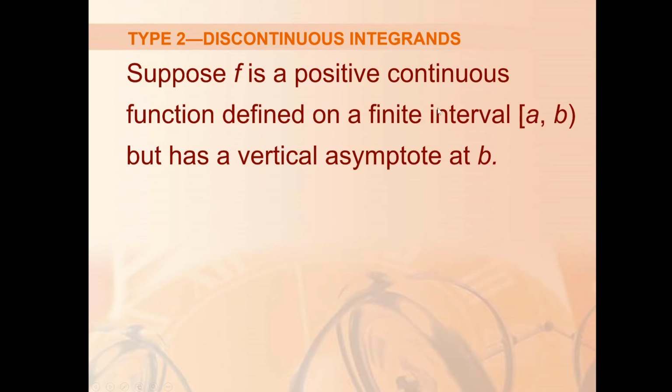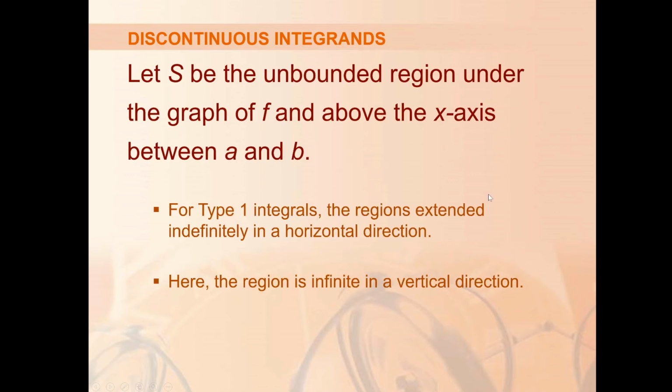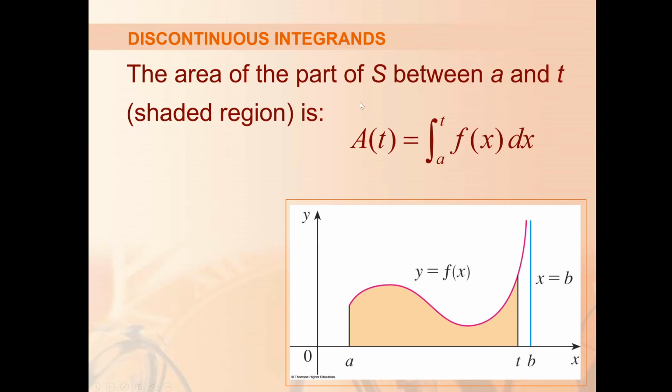So suppose that f is a positive continuous function defined on the finite interval from a to b, but has a vertical asymptote at b. That's why b is not included. For this continuous integrand, let S be the unbounded region under the graph of f and above the x-axis between a and b. For a type 1 integral, the region extends indefinitely in the horizontal direction, and here the region is finite in the horizontal direction but unbounded in the vertical direction. So the area of the part of S between a and t, the shaded region, is given like this: integral from a to t of f of x dx.